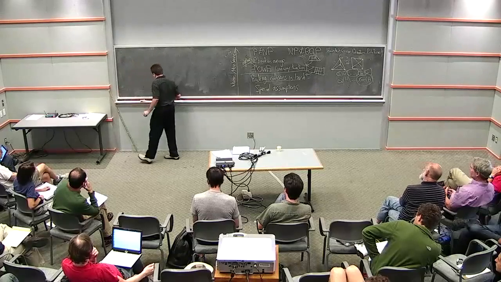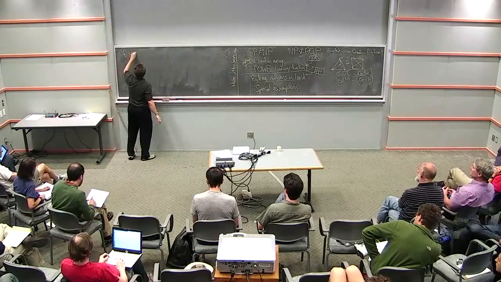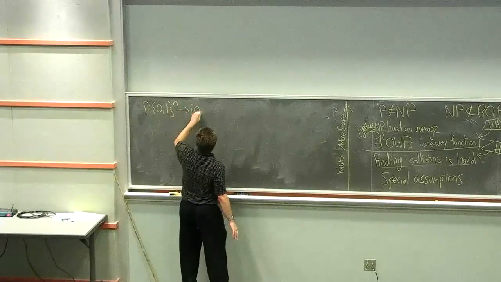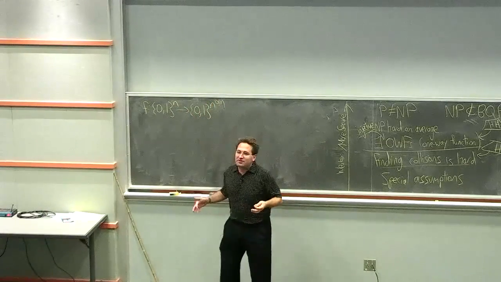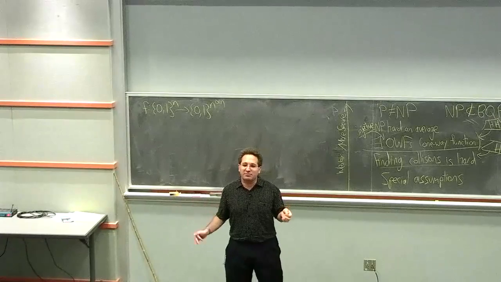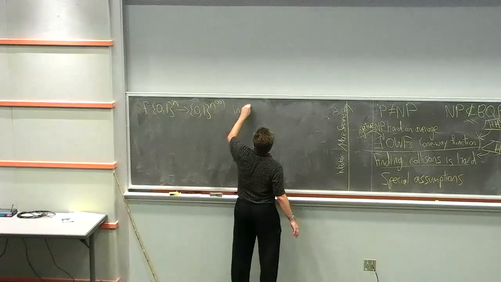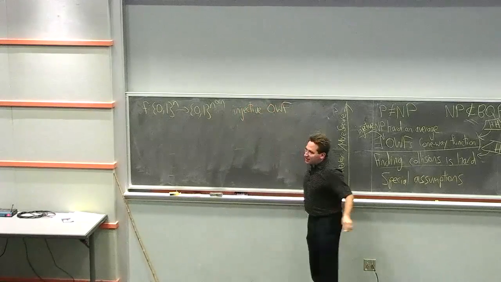The construction is really a simple one. So what do we have to do? We're given some function f, which we know how to compute in polynomial time, and we're told that it's injective, and that it's a one-way function.